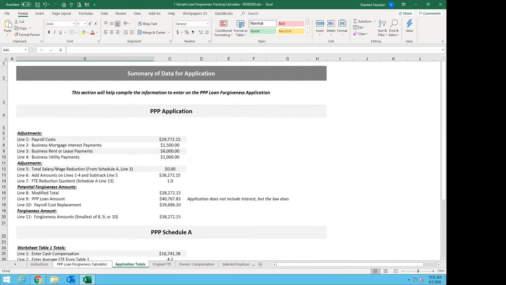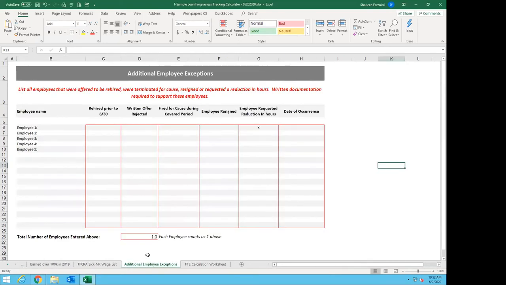So I'm going to start here in the back, and there are 2 tabs back here in the back that are non-wage calculating, but they will help you in your overall application. So the first one is the additional employee exceptions.